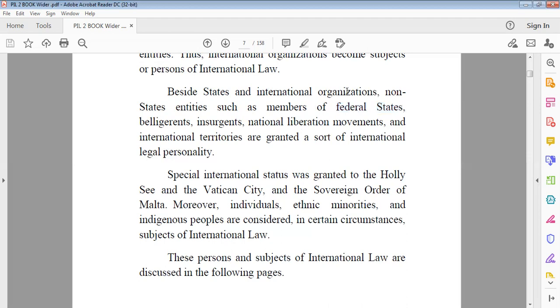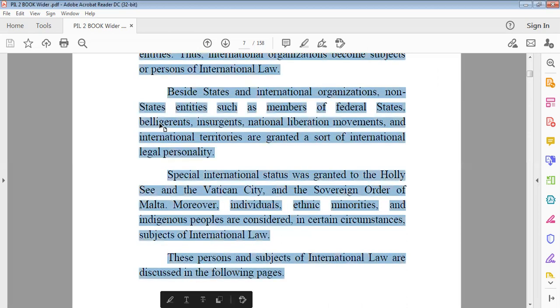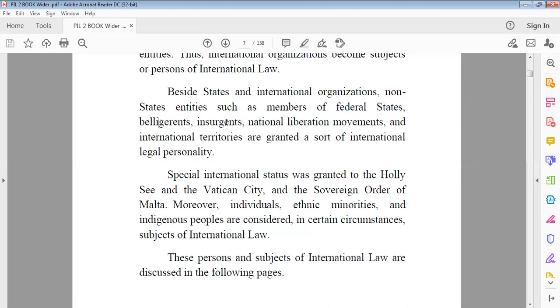So, states, organizations, the entities within the federal state, the belligerents under international humanitarian law, the insurgents in cases of internal disturbances and non-international conflict, the national liberation movements, like what we know here in Palestine, and the international territories are granted a sort of international legal personality, and we will talk about them later. Special international status was granted to the Holy See and the Vatican City.